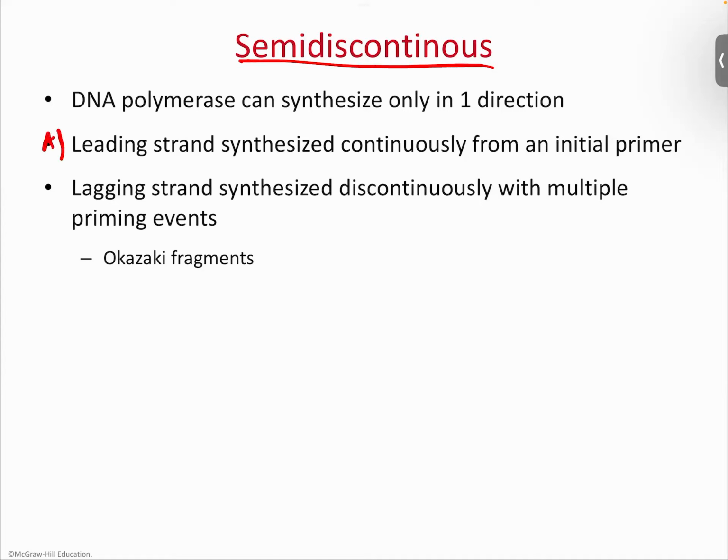So that would be the leading strand, which is continuous. Once you start, you just continuously make it from that initial primer until you're finished. So that's a continuous process. The other strand is what we call the lagging strand, though. The lagging strand essentially is a discontinuous thing. It basically makes chunks of DNA, and then it stitches them together.